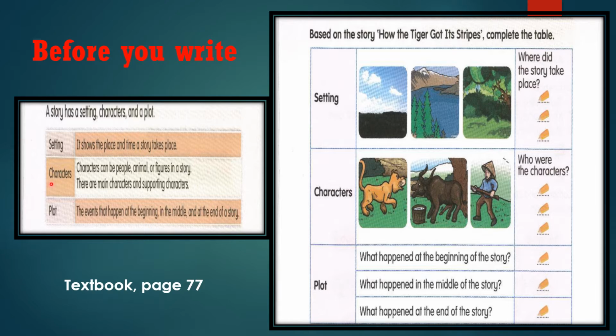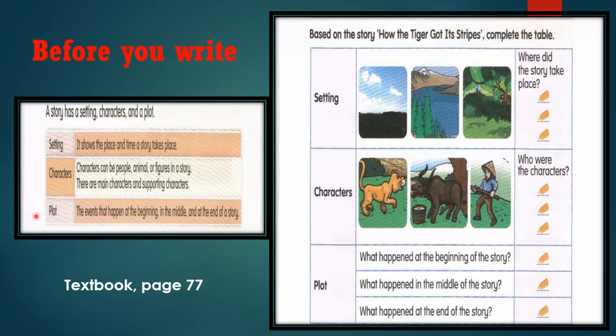Then you need to have the characters. The characters can be people, animals, or figures in a story. They are main characters and supporting characters. Just like the story, who are the characters? The tiger, the buffalo, the man, and then we have the supporting characters, the other animals. So you need to decide your characters before you write a story.